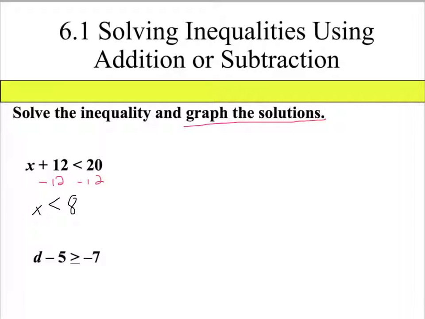That tells me every number less than 8 would be true in this overall inequality. So give me a number less than 8. 7. If I go back into my original inequality, is 7 plus 12 less than 20? You betcha. 19 is less than 20. So I just went back and checked my answer there.